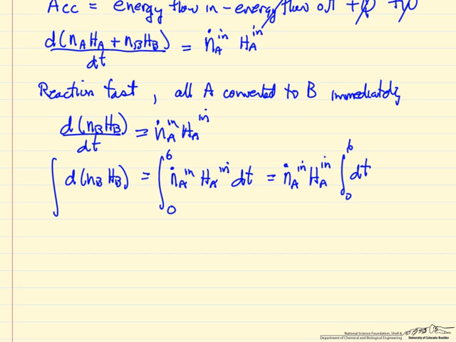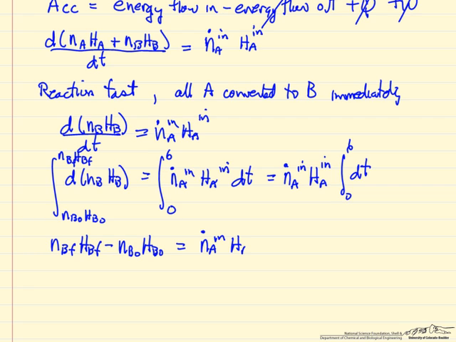The left side, I start out with so many moles in the reactor. They have an enthalpy, and I end up with a final value, and they have an enthalpy. So I could put a small f here to indicate final value. Of course, integrating this derivative and substituting the limit just says the final number of moles of B times the enthalpy final, which is a function of temperature, minus the initial number of moles of B times the enthalpy of B initially, is equal to this molar flow rate in, enthalpy in, times 6, because we're interested in what happens after 6 hours.